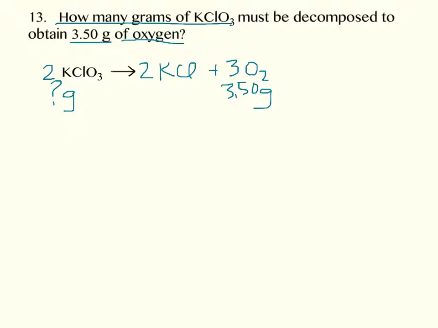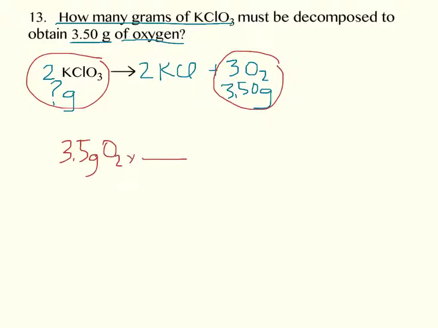If I want to get from one compound to another using a balanced chemical equation, I need to know the mole-to-mole ratio of, in this case, oxygen to KClO3. But 3.5 grams is grams, not moles. So I'm going to have to convert those 3.5 grams of oxygen into moles of oxygen. Since oxygen is O2, it weighs 32.0 grams for every 1 mole. And that'll give me the moles of oxygen.